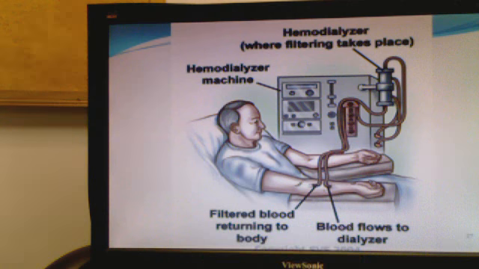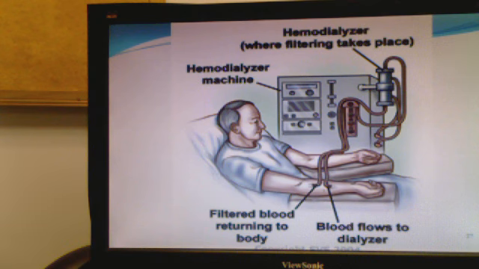So patients can have their hemodialysis once a week, once a month, twice a month, depending on how many nephrons are still able to perform their function. Of course, the less nephrons you have, the more dialysis sessions you need.